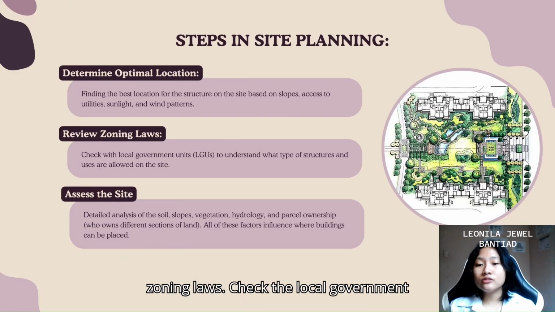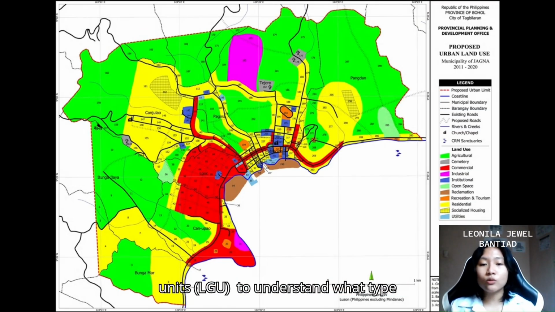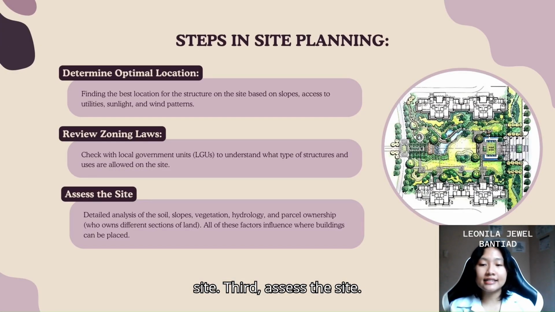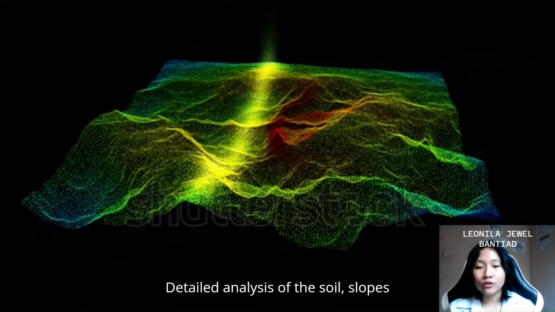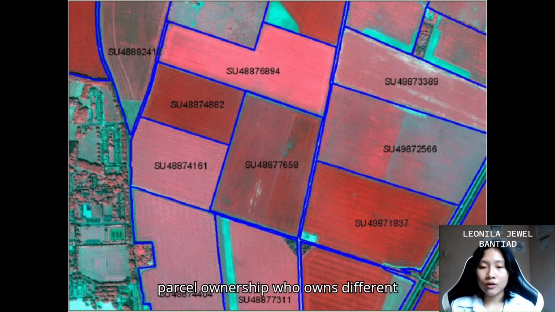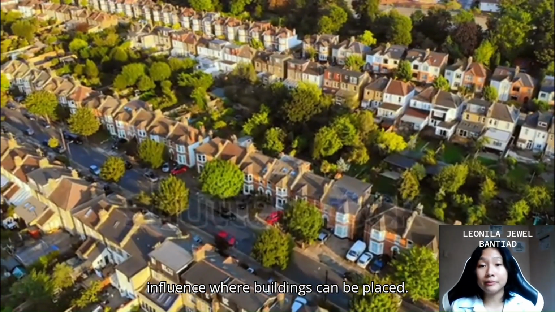Secondly, review zoning laws. Check the local government units, LGUs, to understand what type of structures and uses are allowed on the site. Third, assess the site. Detailed analysis of the soil, slopes and vegetation, hydrology, and parcel ownership, who owns different sections of land. All of these factors influence where buildings can be placed.